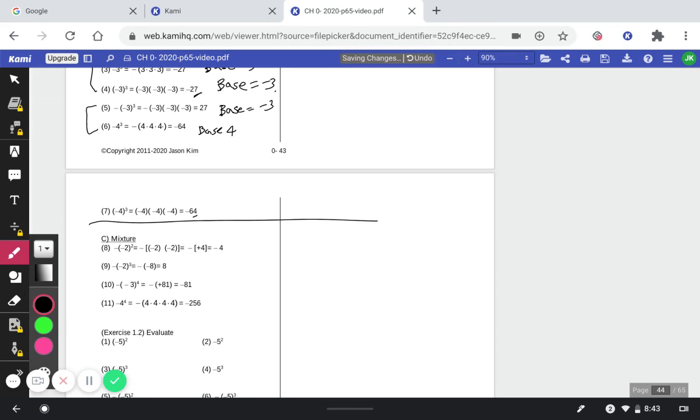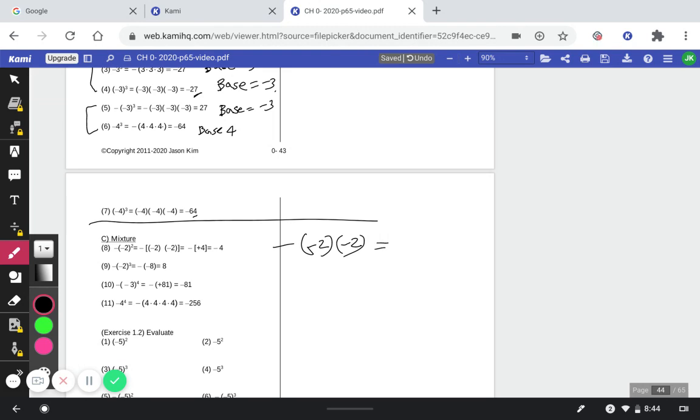Does everybody understand this now? Okay. Now a mixture. Section C is about mixing these two concepts. Number 8, what is the value of negative the quantity of negative 2 squared? That means you have a negative outside, and then the base is negative 2, and you multiply it by itself twice.